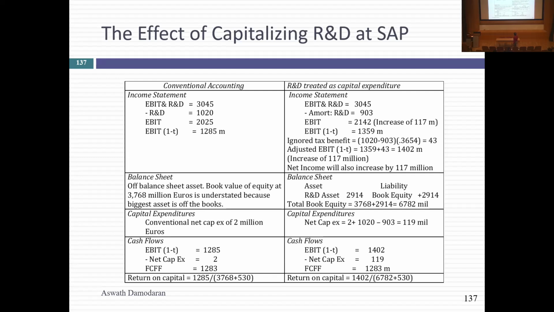So basically, I'm adding back the R&D and I'm subtracting out the amortization. So the 903 million is subtracted out. I'm adding back the R&D expenses. My adjusted after-tax operating income is higher than it was before I capitalize R&D. For most technology and pharmaceutical companies, this is exactly what you will see happening. You capitalize R&D, they become more profitable than they were before, for an obvious reason.